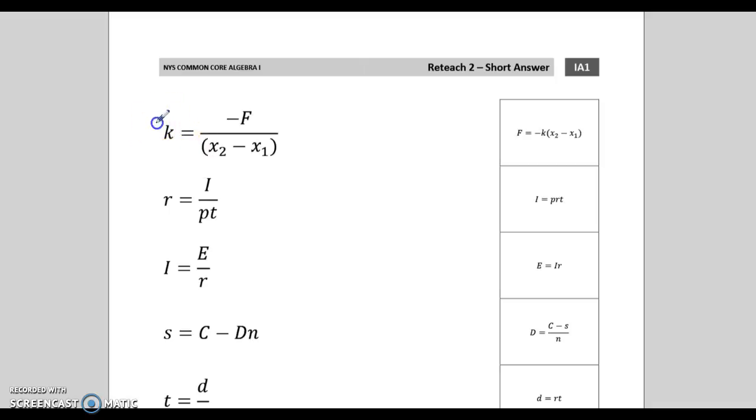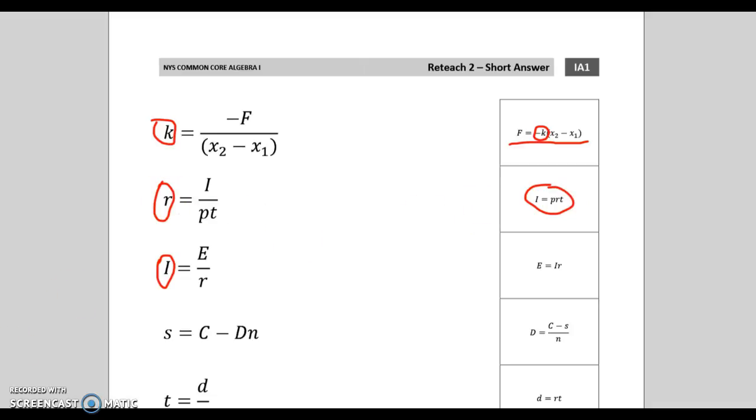The person's name was Christina, so you can say the K, the R, the I. They're all solved from a literal equation. The original literal equation looked like this: F equals negative K times x2 minus x1. And the person solved it for K because the first letter of her name was K. Same thing here. This was not the original equation. The original equation looked like this, and the R was solved for because her name has an R in it.